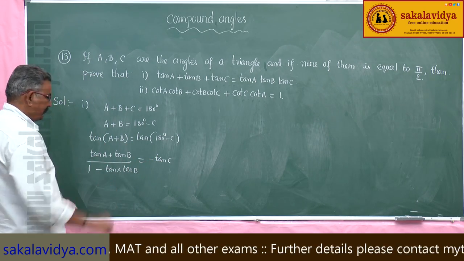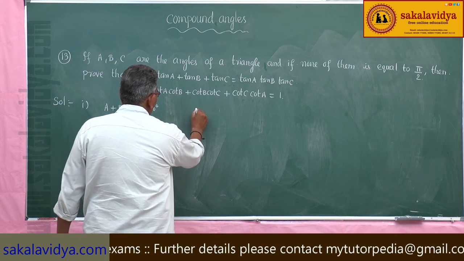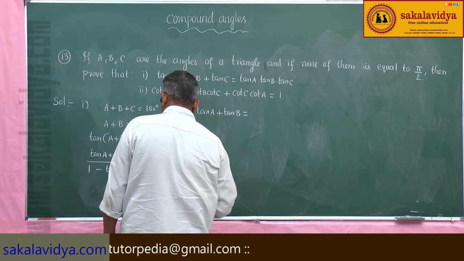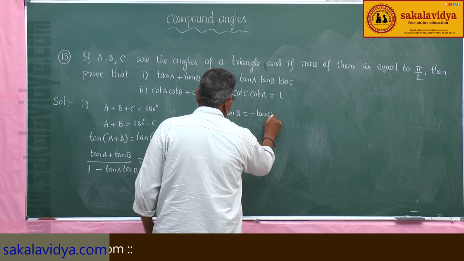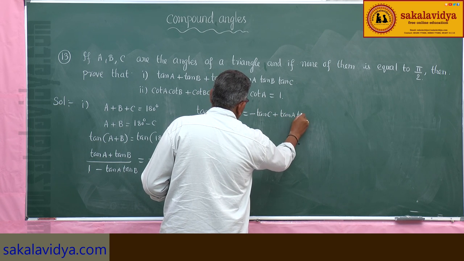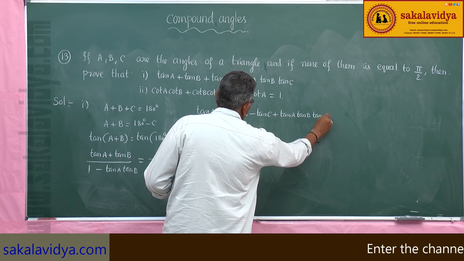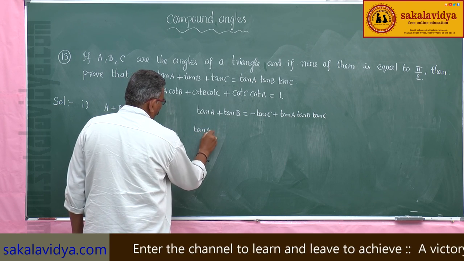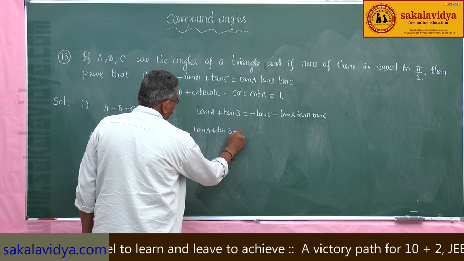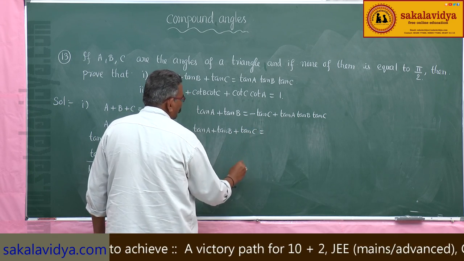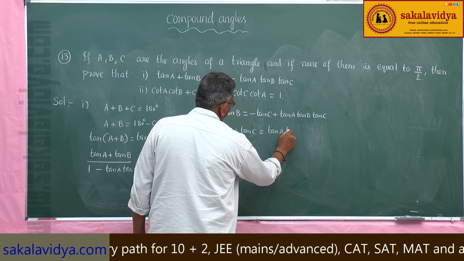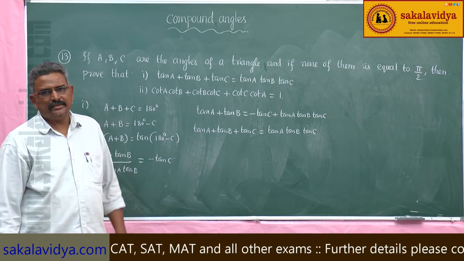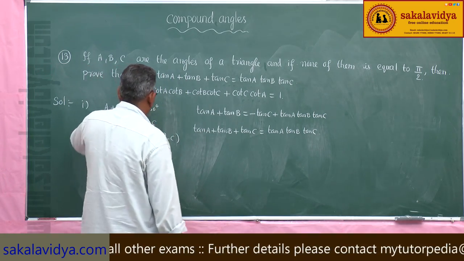Now cross multiply, what do we get? Tan A plus tan B is equal to minus tan C plus tan A tan B tan C. Bring minus tan C this side. So tan A plus tan B plus tan C is equal to tan A tan B tan C. Hence it is proved. That means sigma tan A is equal to pi tan A. Second one.